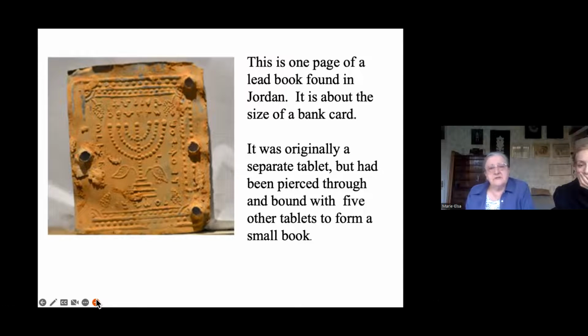It was originally a separate tablet, but you can see it's been pierced through, and it was bound together with 5 other tablets to form a small book. Why this is interesting is that all this theological interpretation comes from reading words that are formed around and by passing through the menorah. And I am becoming more and more convinced that whatever is on this tablet is the grandmother or the great-grandmother of Kabbalah, which is why I'm introducing this to you now. So let's look at the next one.